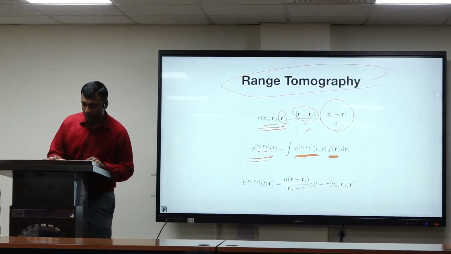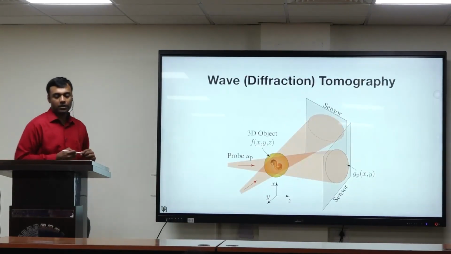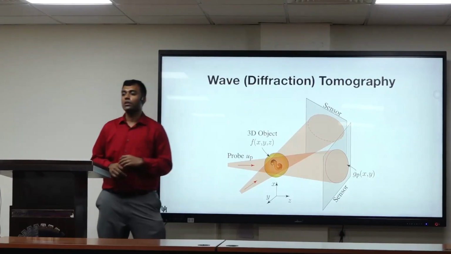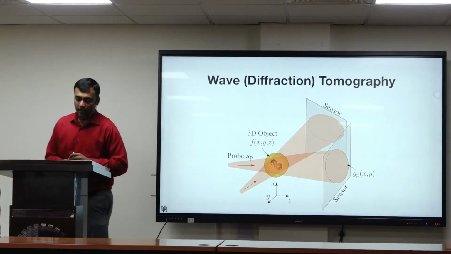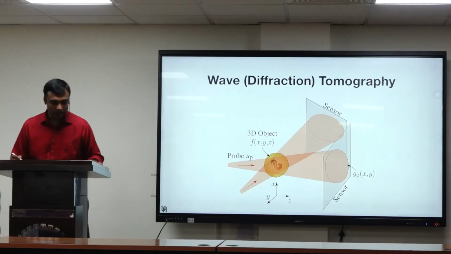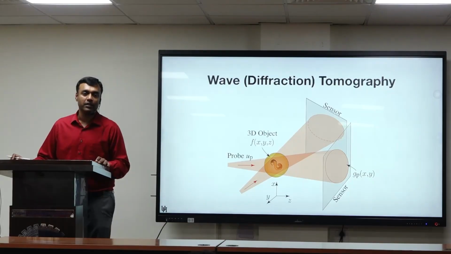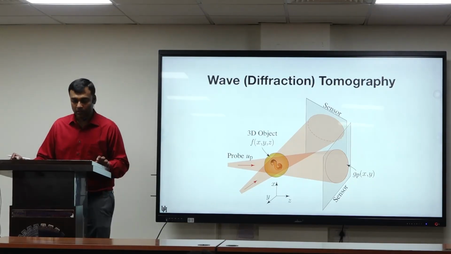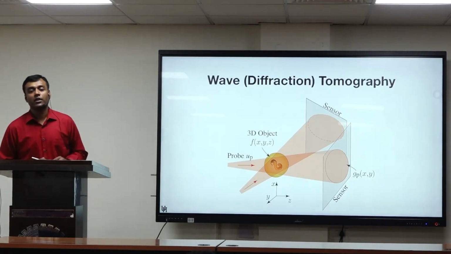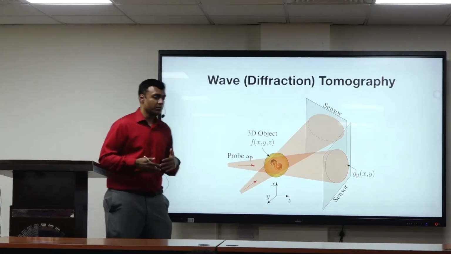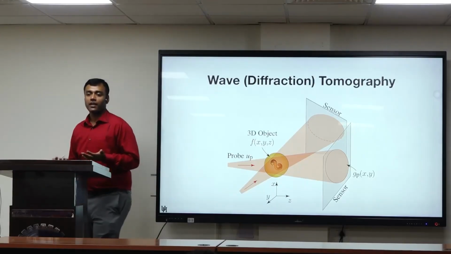Okay. So the next important topic I wanted to discuss today is what's called wave tomography, also called diffraction tomography. It's typically used for light, and it is a good way of measuring things which not only absorb but also scatter or diffract light.